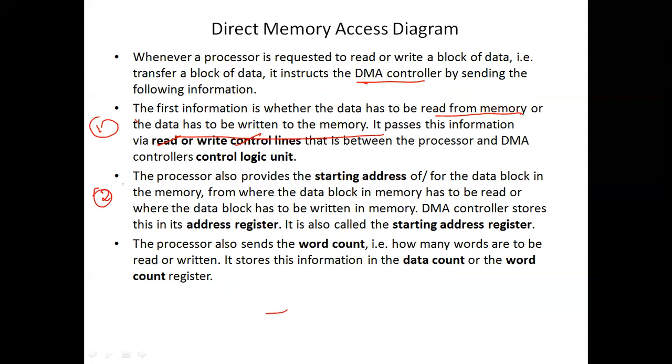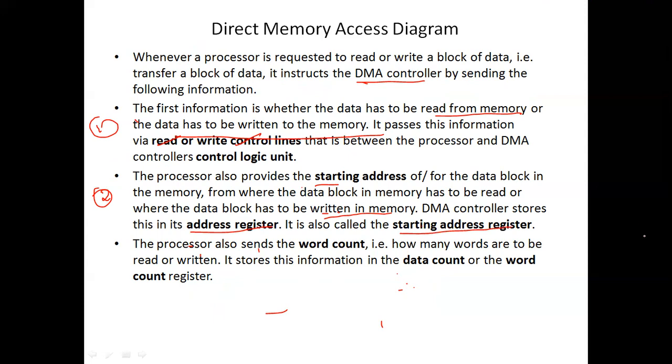And next, which information? The processor also provides the starting address of the block of data in the memory, from where that block of memory has to be read or where the block of memory has to be written. That information also is going to be given. So this information is stored in the address register. This we also call the starting address register.